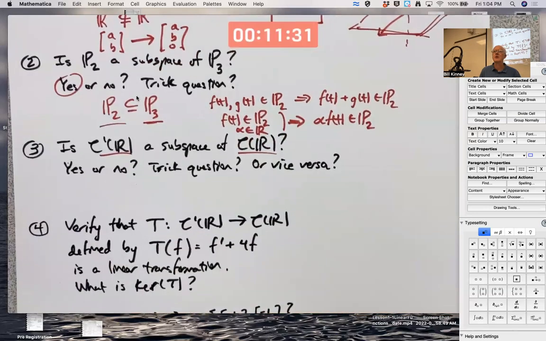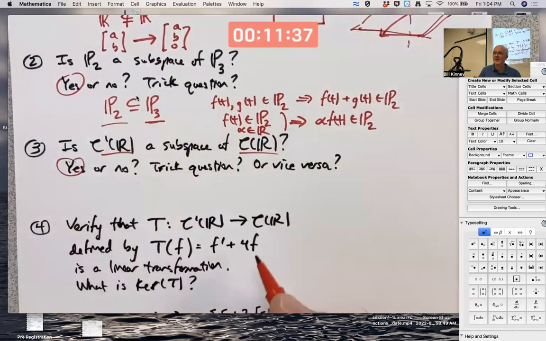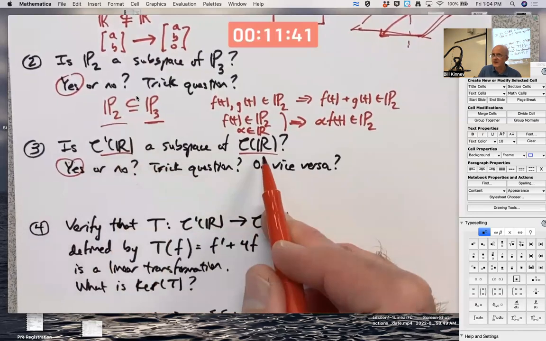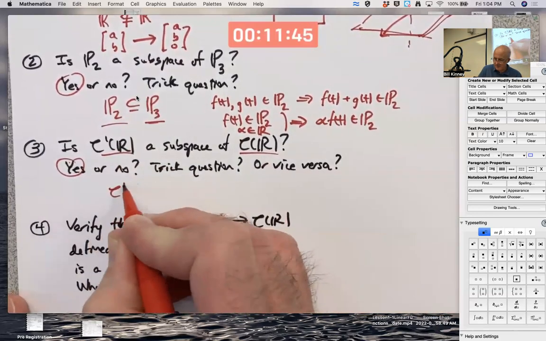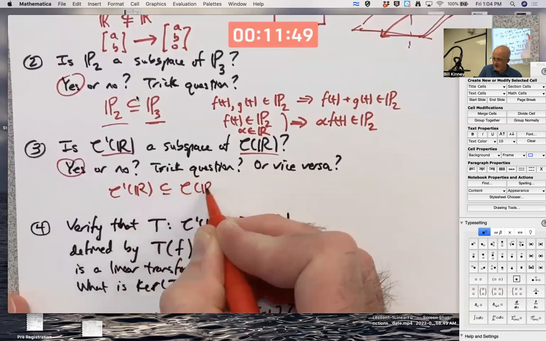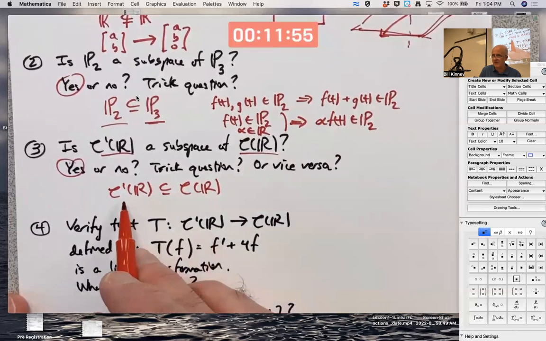Yes, no, trick question, vice versa. Yeah, that's a yes. Every function whose derivative is continuous is also a continuous function. It's enough to know that this is a subset of this and that they are both vector spaces. You could use the subspace test if you want to be extra picky about it, but you'd really be verifying that this is a vector space to begin with.